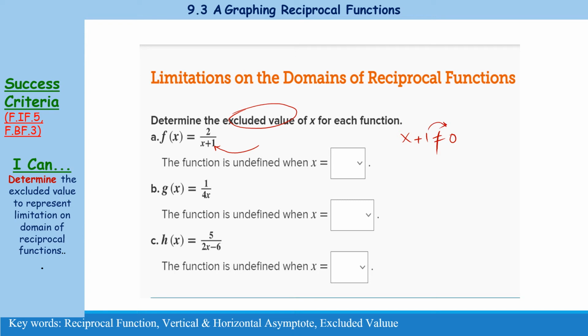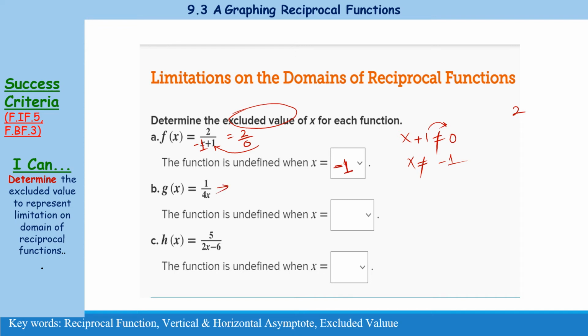Bring the 1 to the other side. The positive 1 goes on the other side, you will get negative 1. So the excluded value is negative 1. Why? Because if you substitute negative 1 in place of x, you will get 0 in the denominator. That makes the function undefined. So you don't want negative 1 in this question.